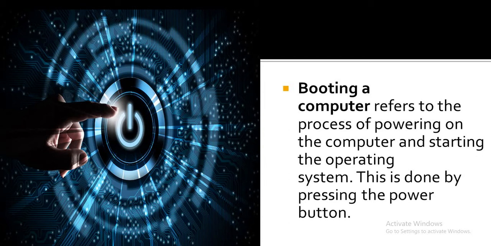The power button, as we can see in this picture, is carrying the binary numbers 0 and 1. The 1 is placed in the middle of the 0. When we see this symbol, it signifies the power button. All we need to do is push the power button and the booting process begins.